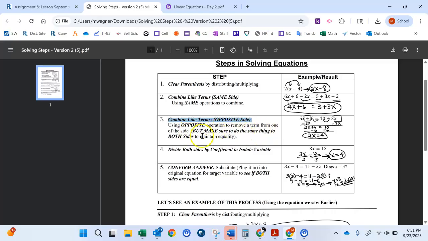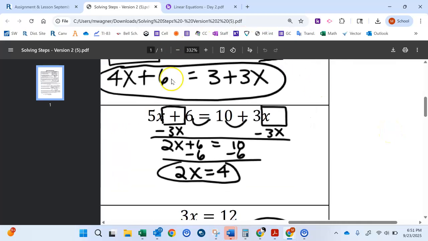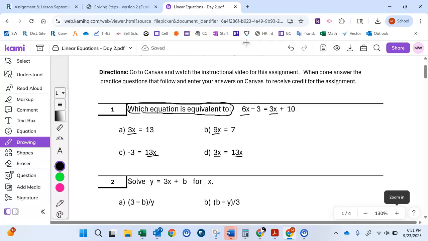And we have to make sure to do the same thing to both sides. So like when we have this equation right here, we combine the 5x and the 3x, but they were on different sides of the equation. So we subtracted the 3x and this went away, but we had to subtract it from here. So 5x minus 3x. So that means I'm going to subtract this 3x right here to get rid of this, but I have to subtract it from here.